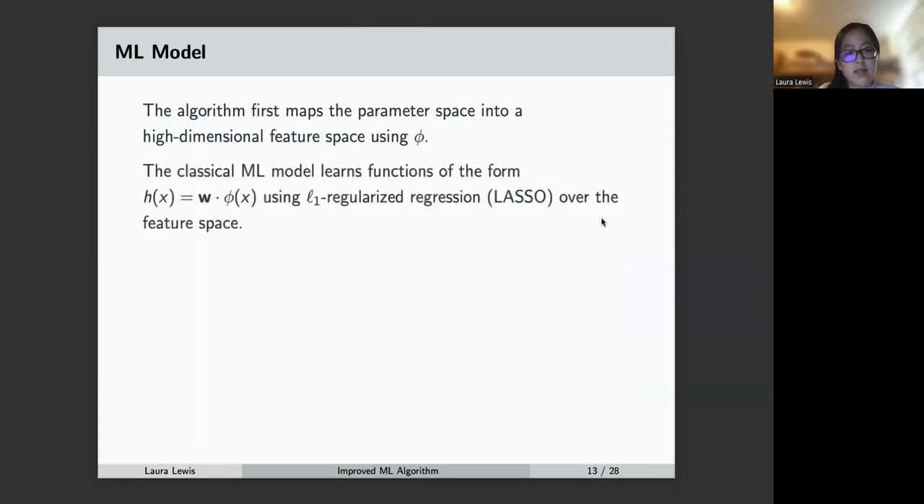And what happens is the classical ML model then can learn functions of this form. Here I'm denoting the hypothesis function as h of x. And this w is a vector of coefficients that we learn. And the phi of x, remember that phi is just this feature mapping. So we can easily learn functions of that form just using standard machine learning tools. In particular, we use L1 regularized regression, or lasso, over the feature space.